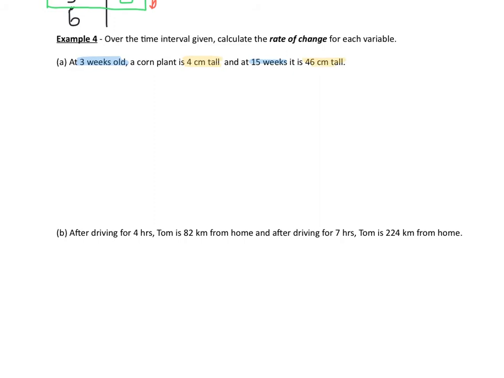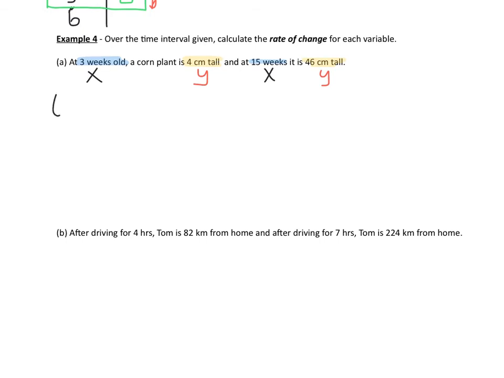So 3 weeks and 15 weeks, to me that is a measurement of time, and we always know that time is plotted on the x-axis. So that means that the 3-week-old and the 15-week-old information, those are going to be x values because time is always on the x-axis. So then automatically I know that this 4 centimeters tall height measurement is going to be a y value. And then the same thing goes for this 46 centimeters tall. So I'm just going to take the numbers, match them up, and create coordinate points.